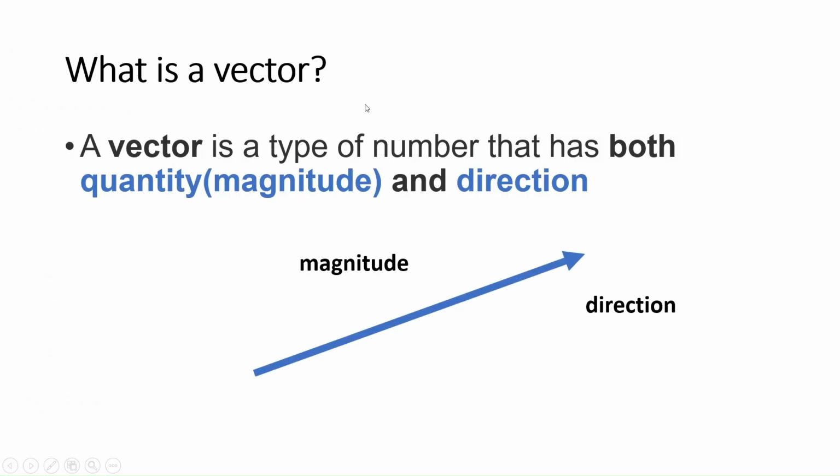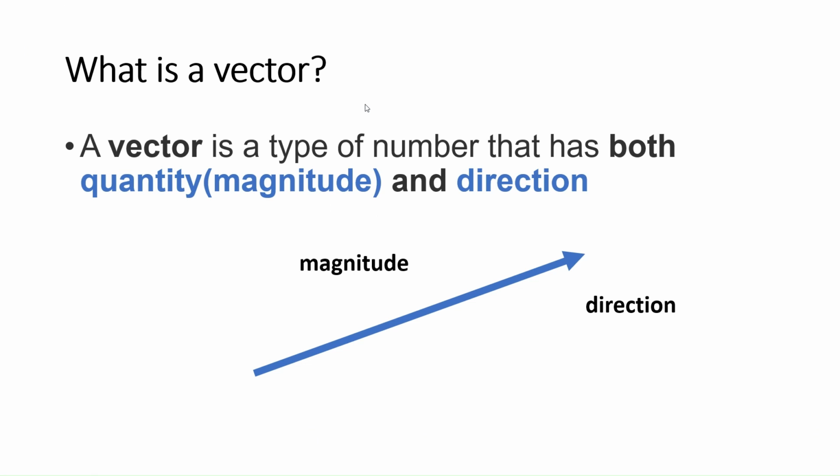So now, what is a vector? A vector is a type of quantity that has both magnitude as well as direction. That means, for example, force is going to have a magnitude, how great the force is, 3 Newton, for example, and a direction in which it is applied.